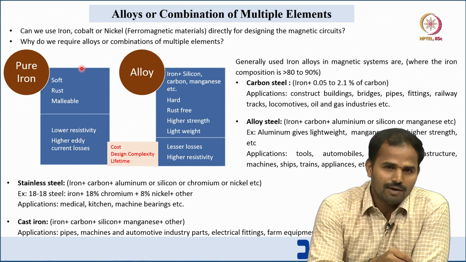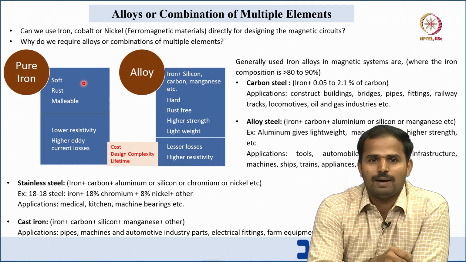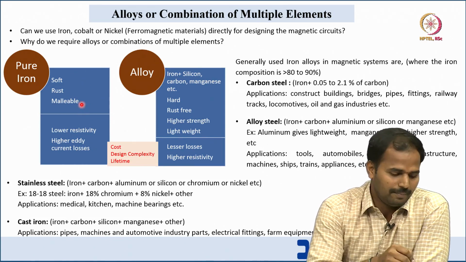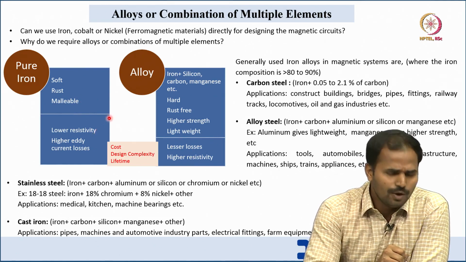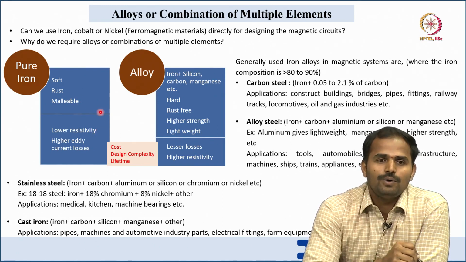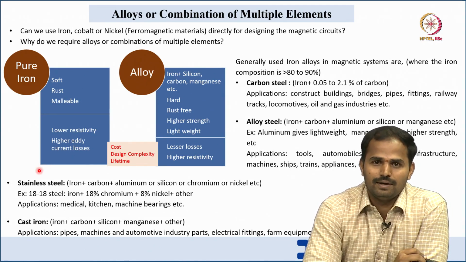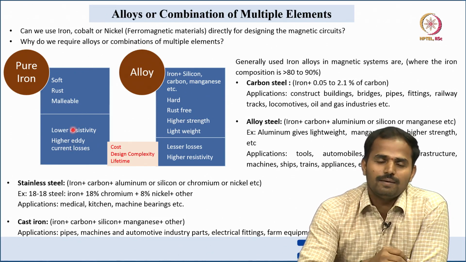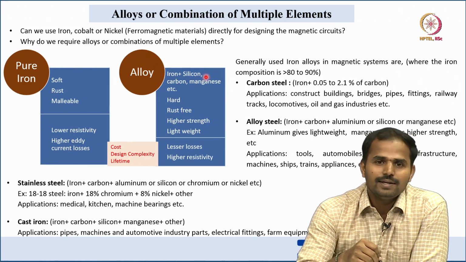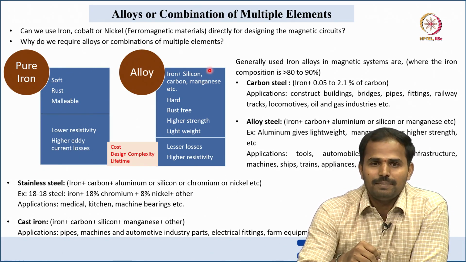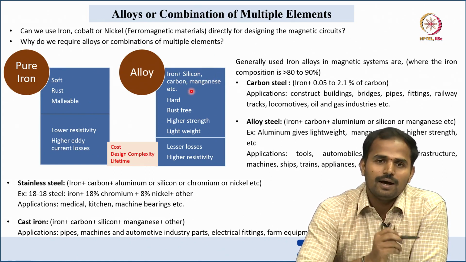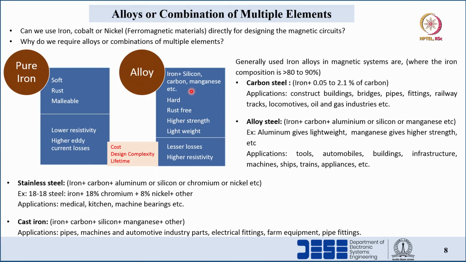So, what are the characteristics of pure iron? We will see here. It is soft, rust or corrosion can happen, and it is easy to melt, malleable, with lower resistivity. Because of the lower resistivity, higher eddy current losses may happen in pure iron. So, in order to enhance these properties, we can add other materials to iron, such as silicon, carbon, manganese, etc. An alloy is nothing but a combination of different materials.